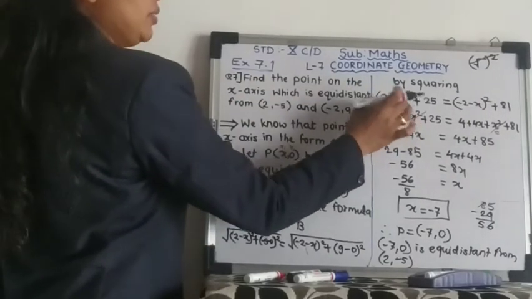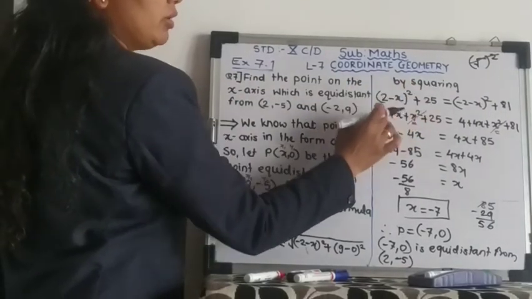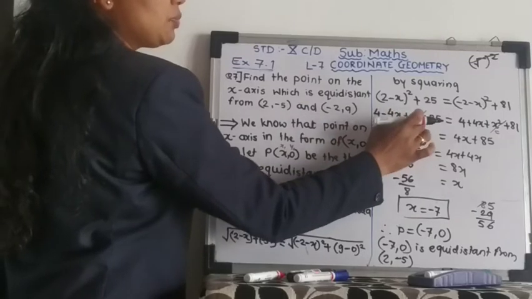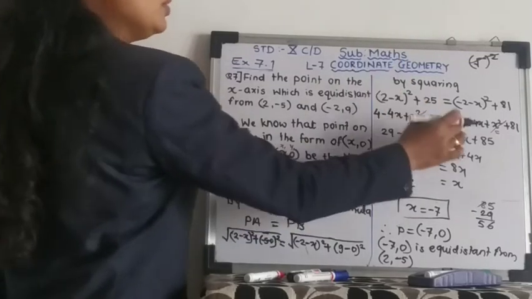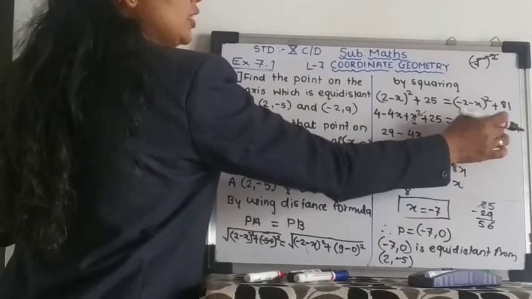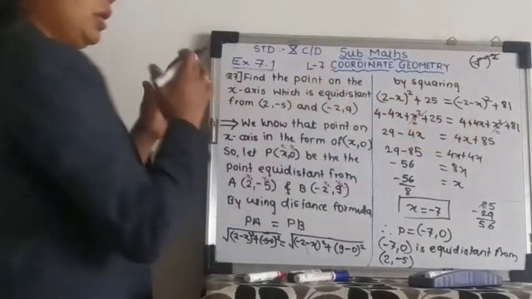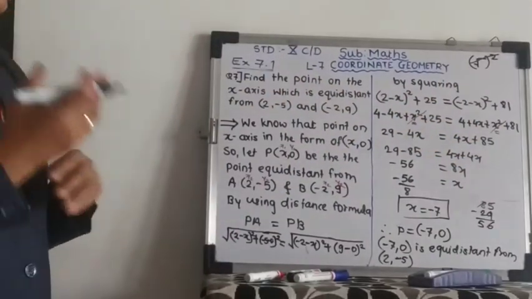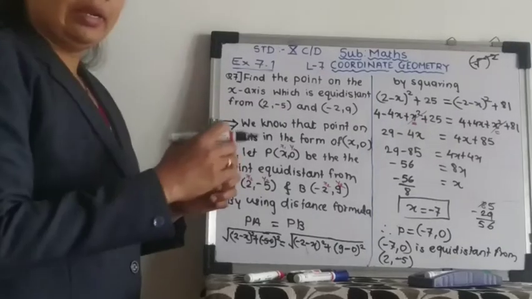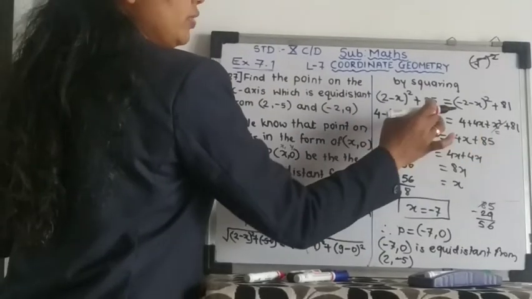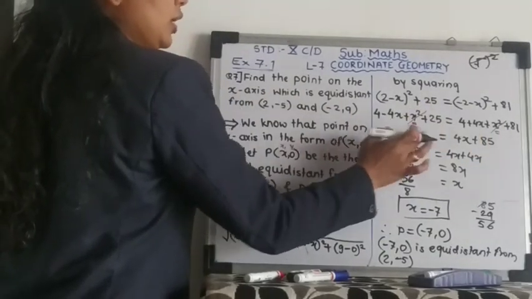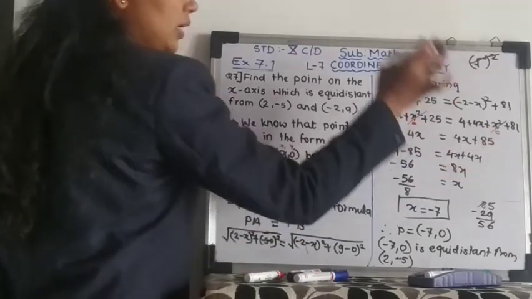After simplifying, that is opening the bracket, we will get 4 minus 4x plus x square plus 25. Similarly here, 4 plus 4x plus x square. We are opening a bracket, that time we are squaring it, right? We are using identities and then solving this. So we got here 29 minus 4x and 4x plus 85.